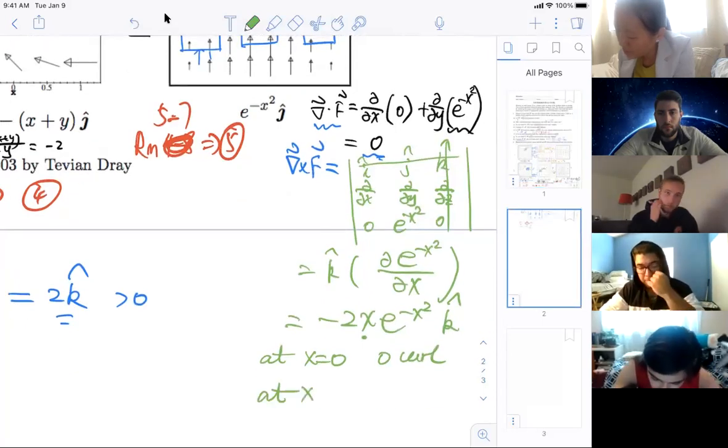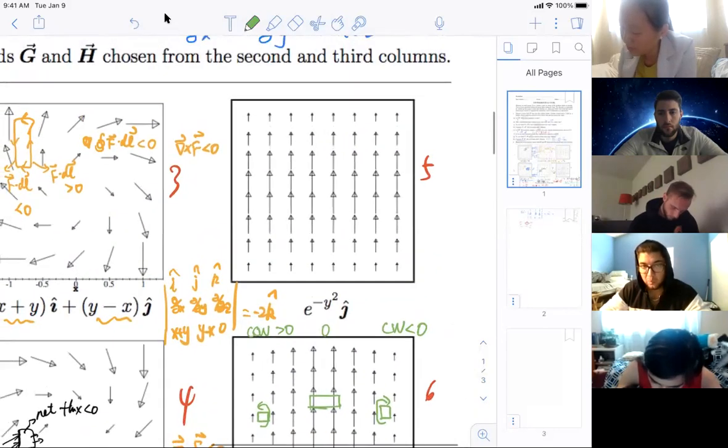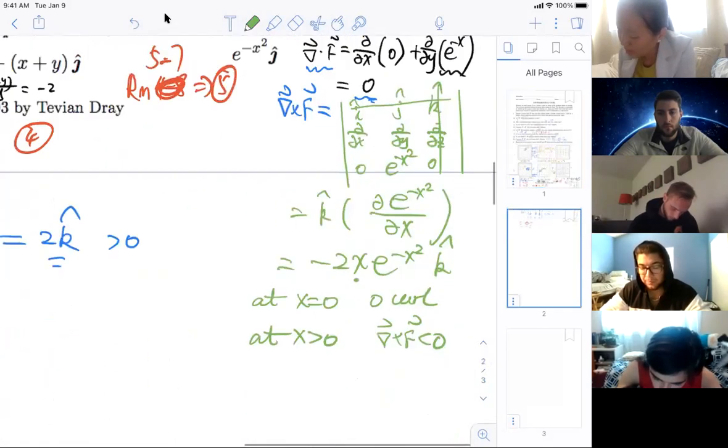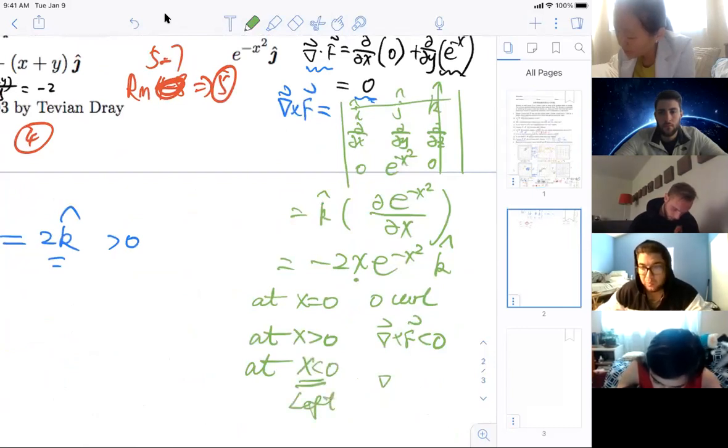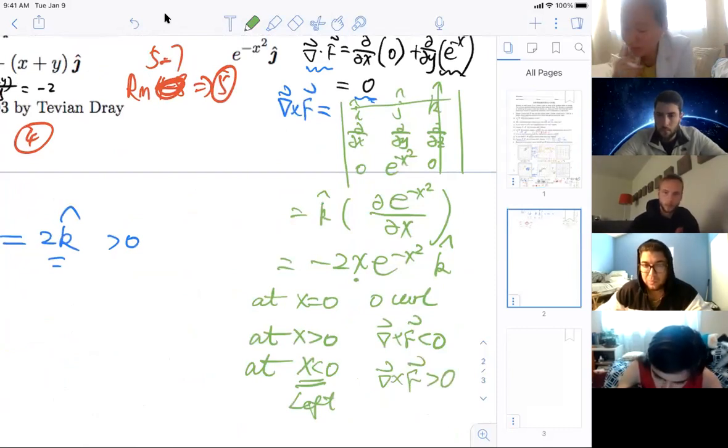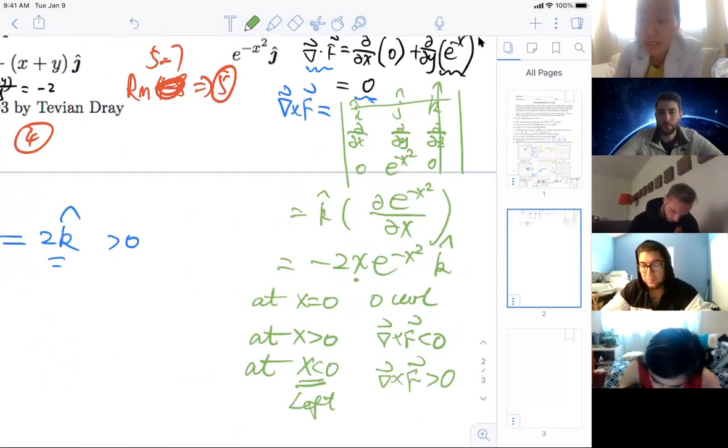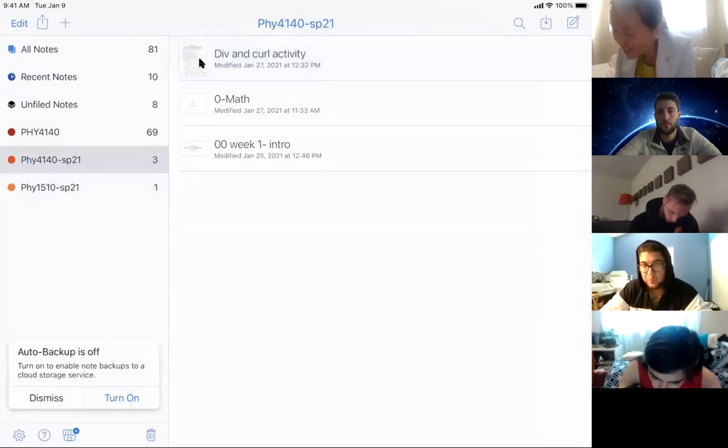And at x larger than 0, which is on the right-hand side, you got a negative curl, as we see, consistent. And at x less than 0, which is on the left-hand side, we got a larger number. So that is consistent with our conceptual indications. So that's all we're going to talk about for this activity. I will go ahead and bring us back to our class. Before we leave this activity, are there any questions?